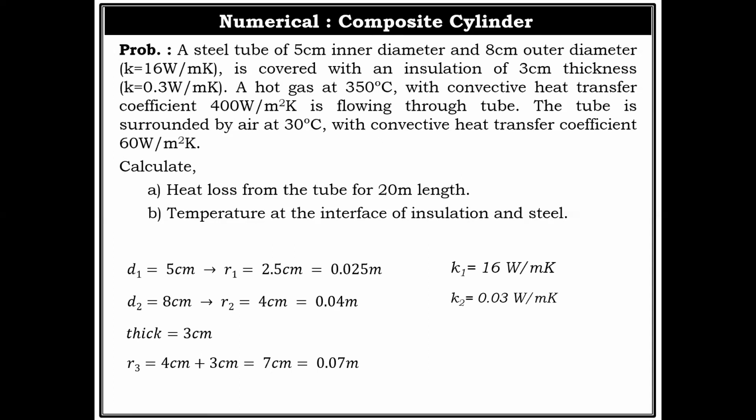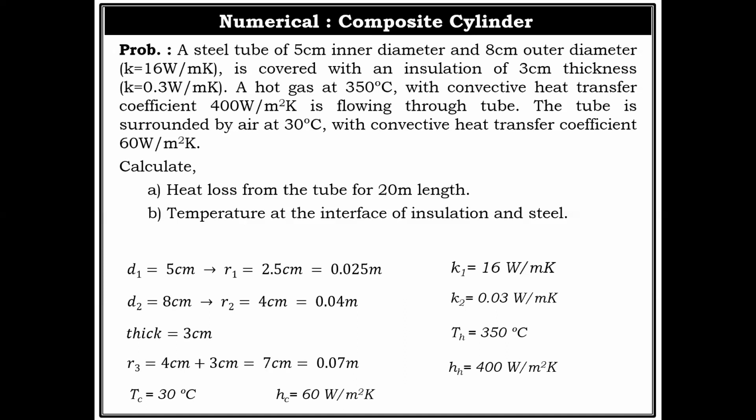A hot gas at 350 degrees centigrade. So Th is 350 degrees centigrade, with convective heat transfer coefficient h of hot fluid also given. It is 400 watt per meter square Kelvin, flowing through the tube. The tube is surrounded by air, and this air is at 30 degrees centigrade. So Tc is 30 degrees centigrade with convective heat transfer coefficient 60. So h of cold, the convective heat transfer coefficient for the cold fluid, is 60 watt per meter square Kelvin.